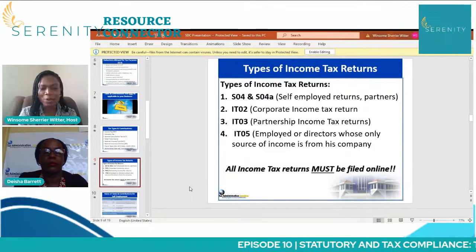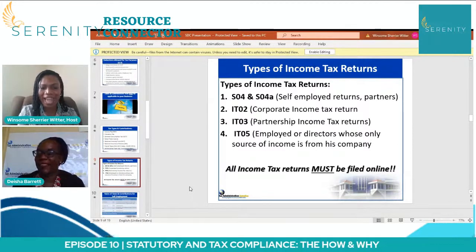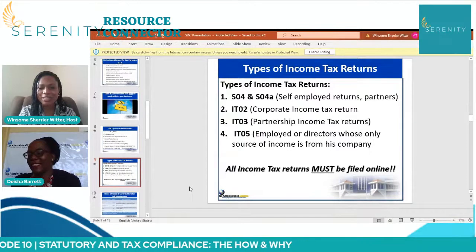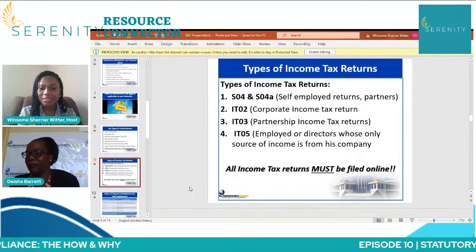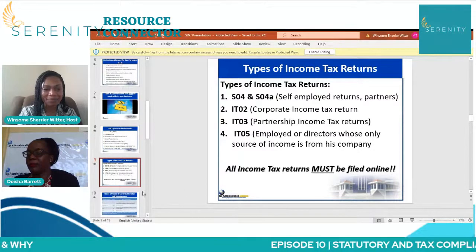Disha, you can send me a note to let me know if I am relaying the information correctly. And all income tax returns must, and you see it in bold letters and underlined, must be filed online.